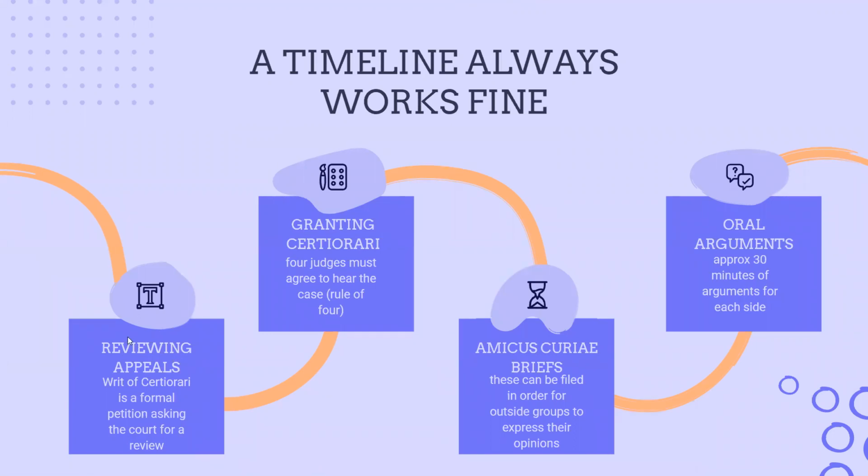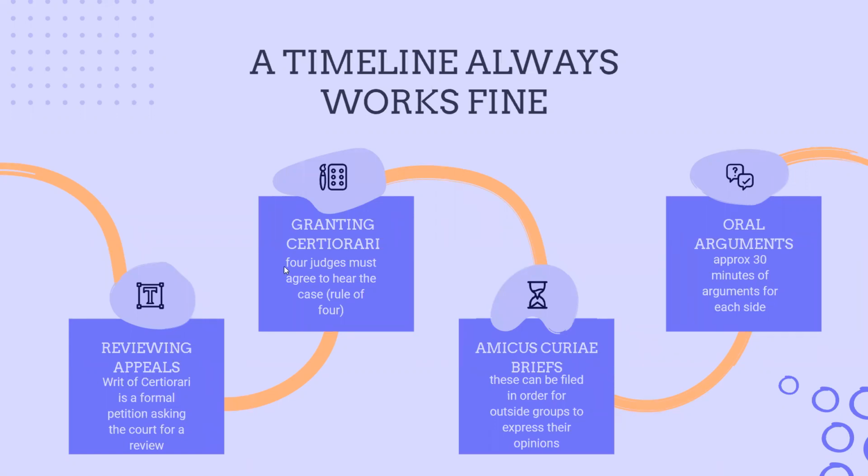So first, you review appeals, and the Supreme Court gets a lot of appeals each year, but they only review a few cases. So you have to file a writ of certiorari, which is just a formal petition to ask a court for the review. And they can grant certiorari.